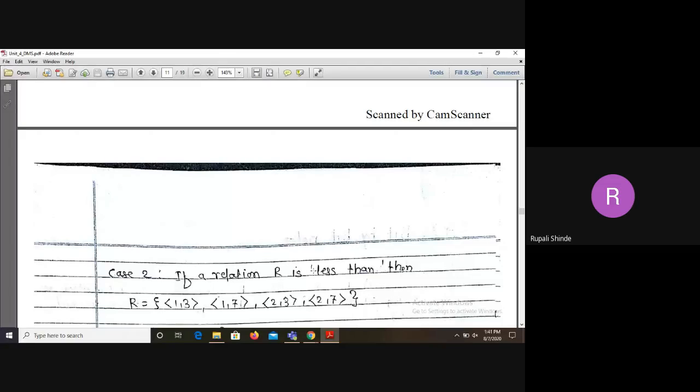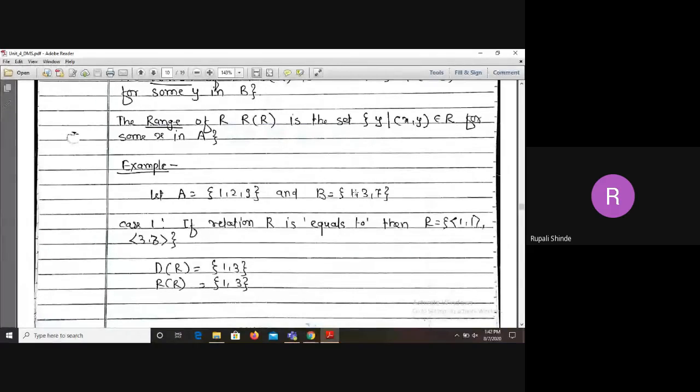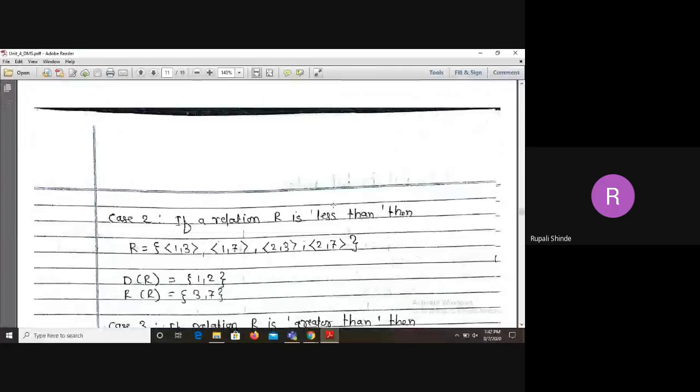Again, case number 2 is given. If relation R is less than, means what? We have to find such ordered pairs from sets A and B such that the first element is always less than the second element. Those ordered pairs we can define as (1, 3) because 1 is less than 3, again (1, 7), (2, 3) and (2, 7). In all these ordered pairs, the first element is less than the second element.